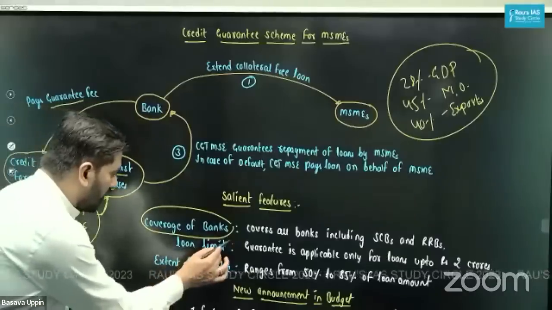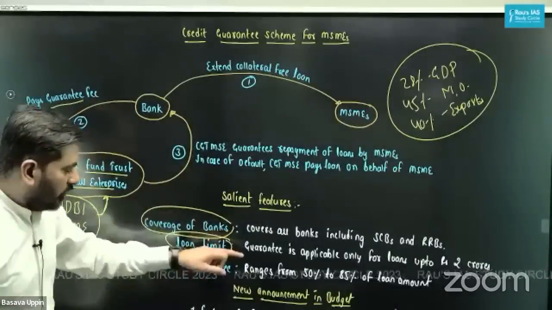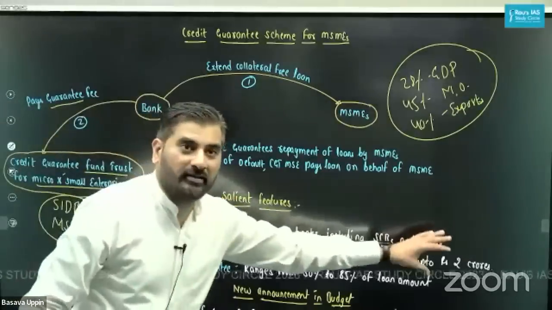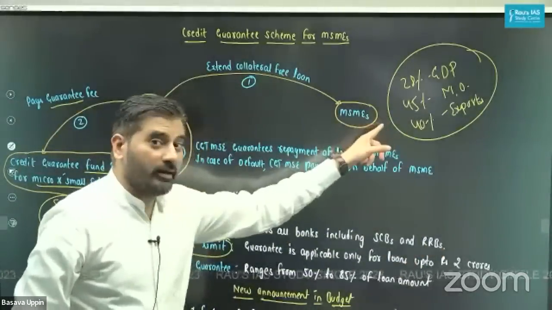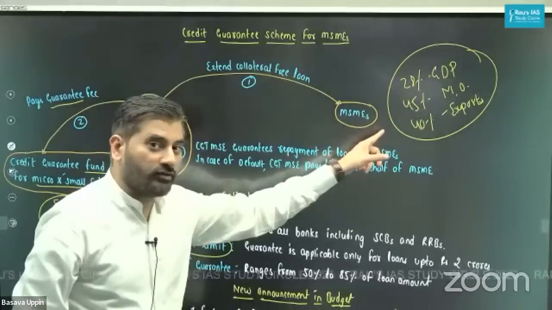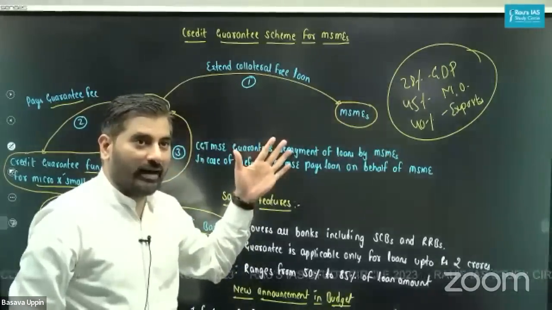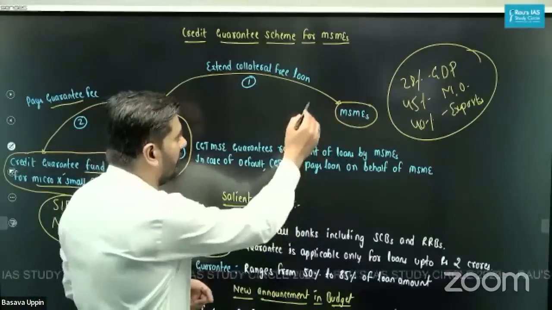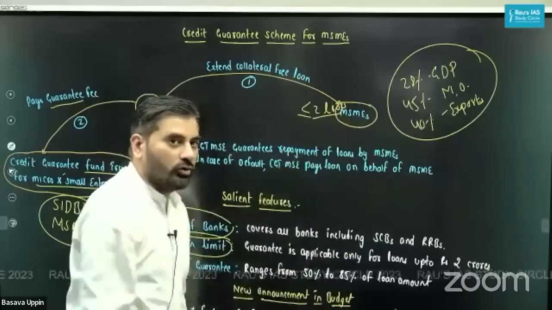Second, what's the loan limit for providing guarantee? Loan guarantee is given only for loans of up to how much? Rupees 2 crores. इसका मतलब क्या है? If this MSME takes a loan of more than 2 crores, will this entity give any guarantee? This entity will not give guarantee. Guarantee is given only when this MSME is taking loans of lesser than or equal to 2 crores.